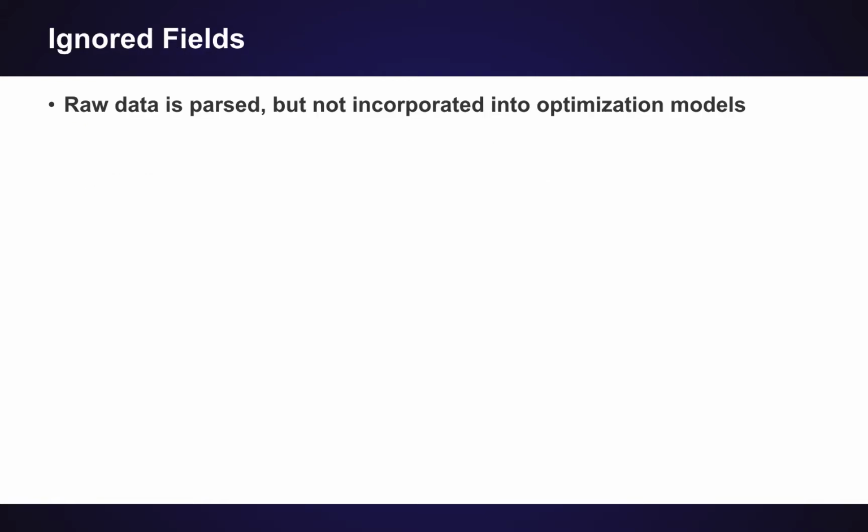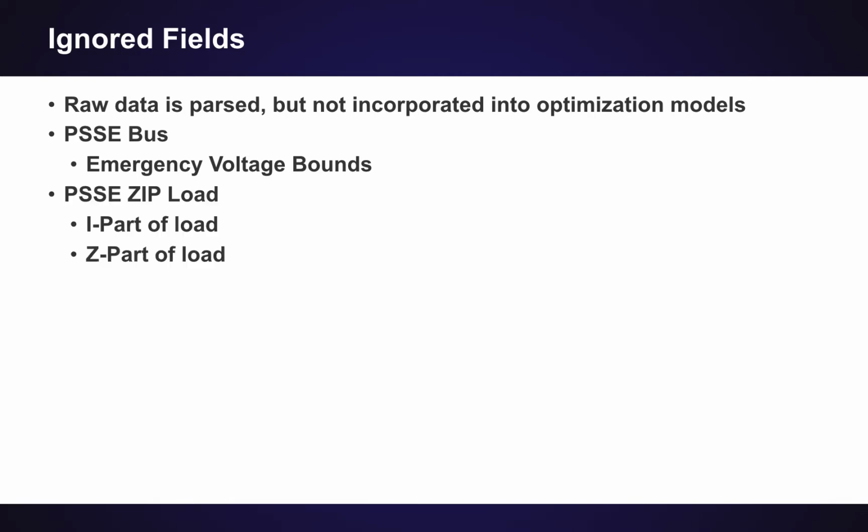Now, it's important to note that in the parser we will develop, we will parse all of the data that's in the PSSE file, but we may not incorporate some of the fields of those components into our optimization models, and I'll just highlight some of those now because they're quite interesting. For the PSSE buses, they include both a nominal voltage rating and an emergency voltage rating. We will not include the emergency voltage rating in our optimization formats, at least for now. In terms of the loads, they have an I and a Z part, but we're going to ignore those.